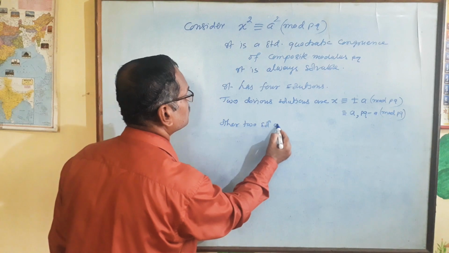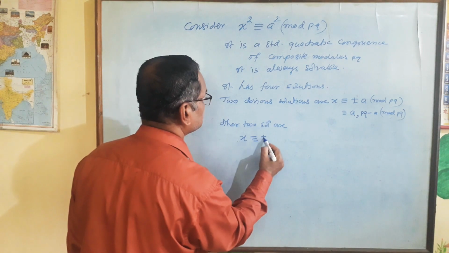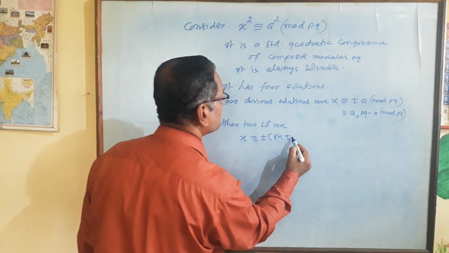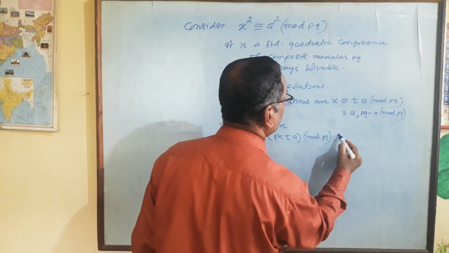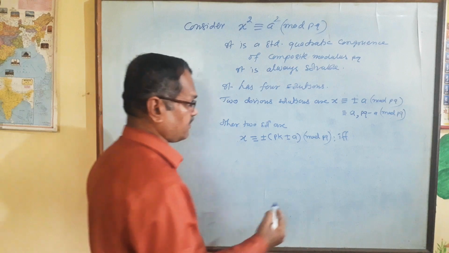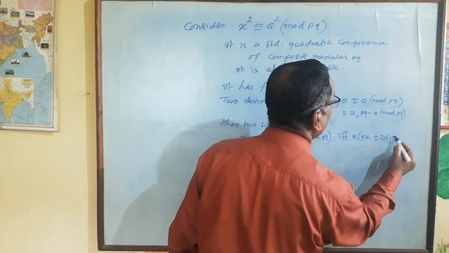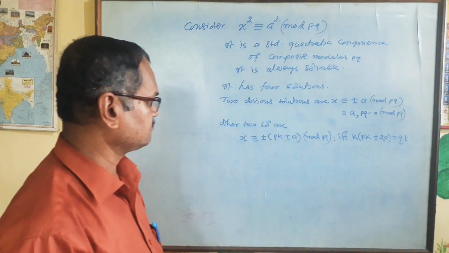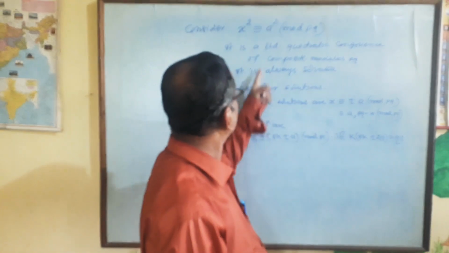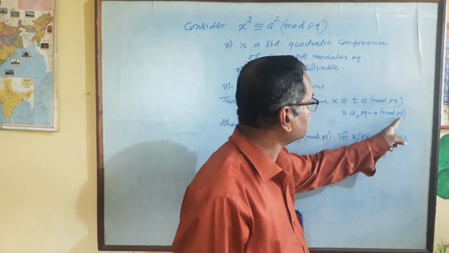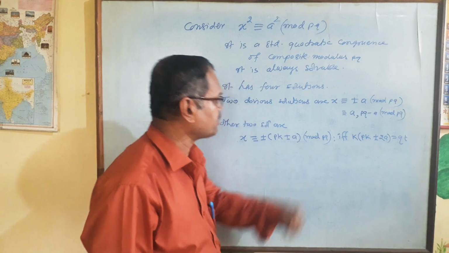The other two solutions are given by this formula. x is congruent to plus minus pk plus minus a mod pq, if and only if, under this condition, not always, that k into pk plus minus 2a is equal to qt. Under this condition, whenever k into pk plus minus 2a, this 2a is double, is equal to qt, then this will be the solution, plus minus pk plus minus a mod pq. This is the formulation.